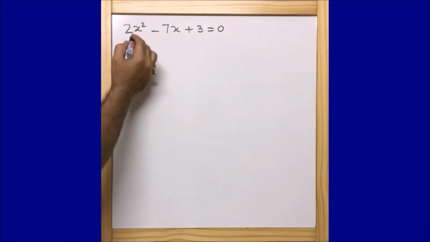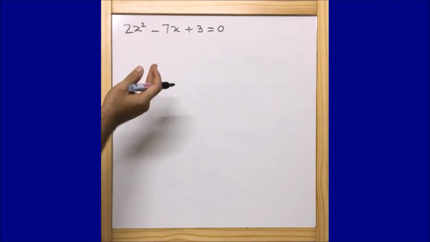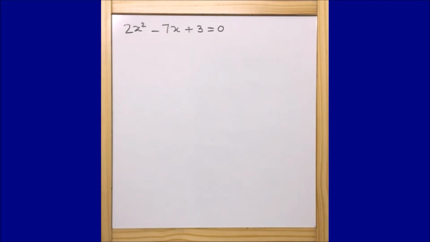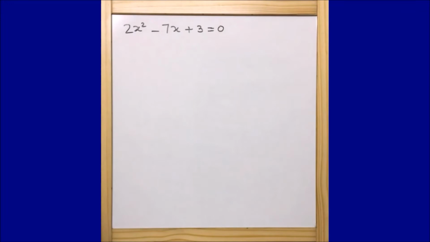So what do I need to do to make it a perfect square? The perfect square of 2 is 4, and the square root of 4 is 2. So my aim is to make this coefficient 4. To make it 4, I will multiply by 2. So I will multiply both sides of the equation by 2, and let's see what we get.